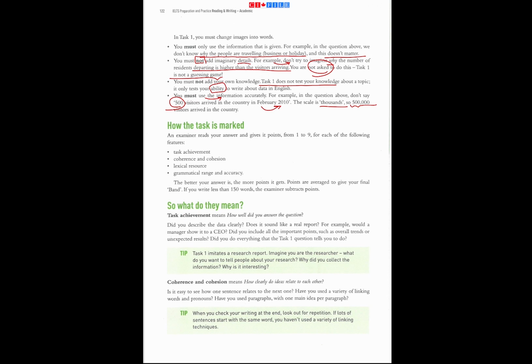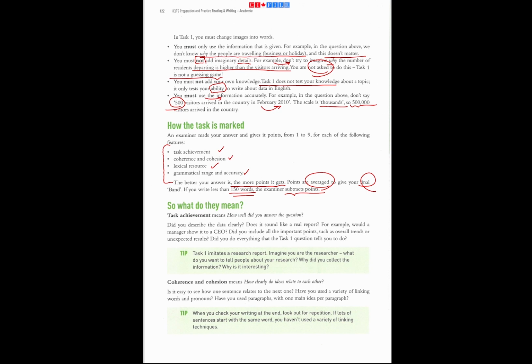How is the task marked? An examiner reads your answer and gives it points from 1 to 9 for each of the following features: task achievement, coherence and cohesion, lexical resource, grammatical range and accuracy. The better your answer is, the more points it gets. Points are averaged to give your final band. If you write less than 150 words, the examiner subtracts points.